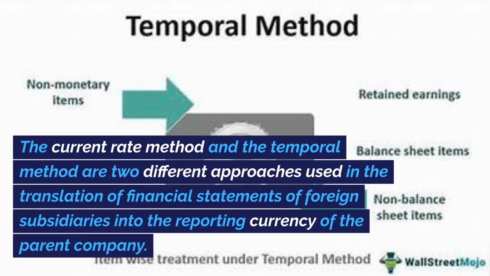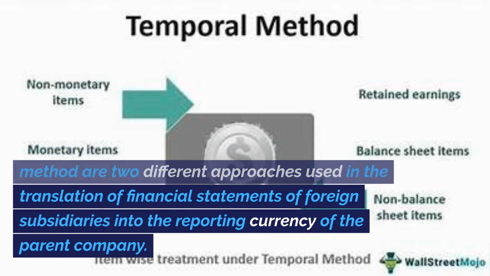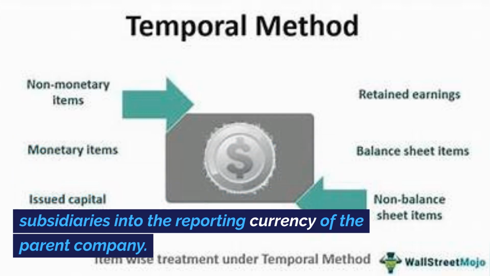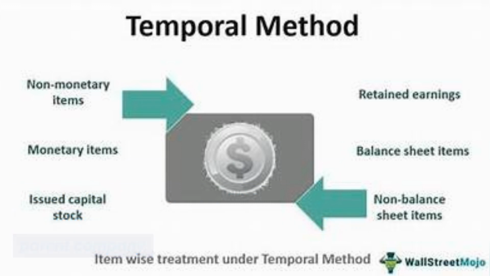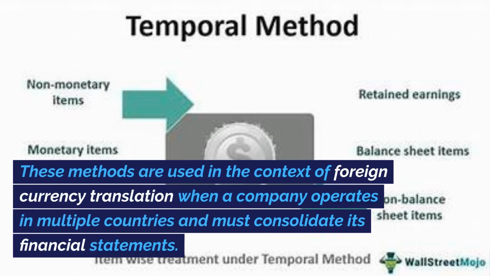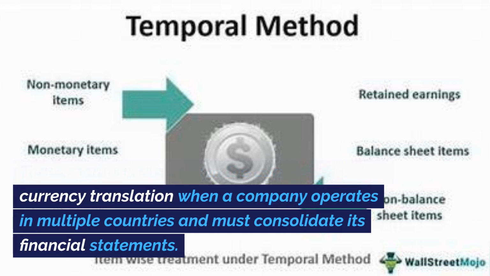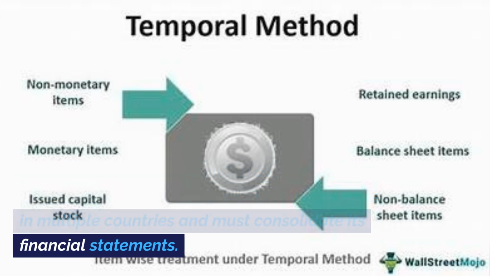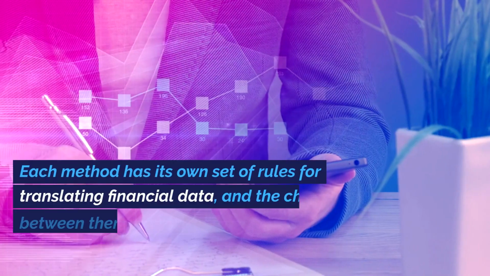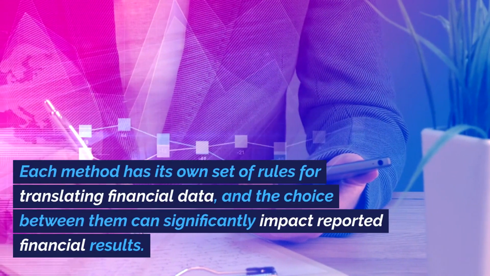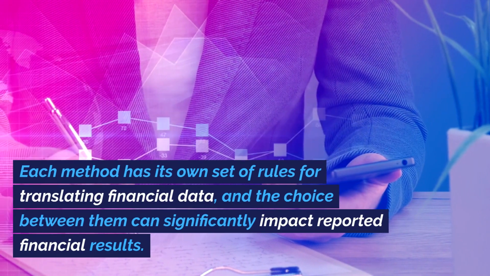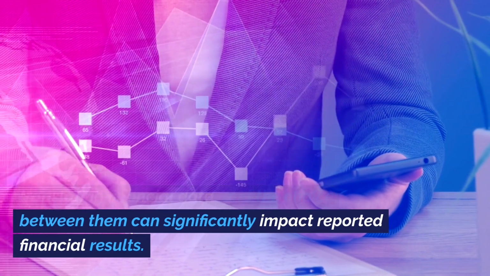The current rate method and the temporal method are two different approaches used in the translation of financial statements of foreign subsidiaries into the reporting currency of the parent company. These methods are used in the context of foreign currency translation when a company operates in multiple countries and must consolidate its financial statements. Each method has its own set of rules for translating financial data, and the choice between them can significantly impact reported financial results.